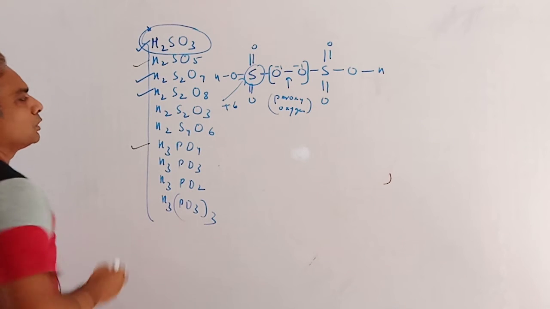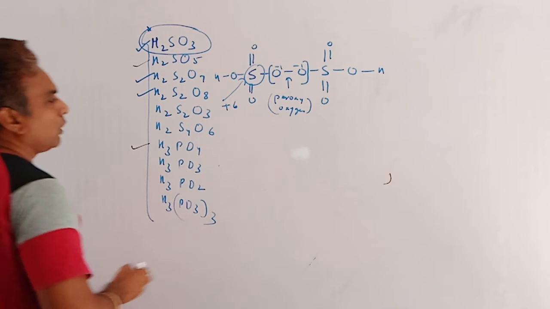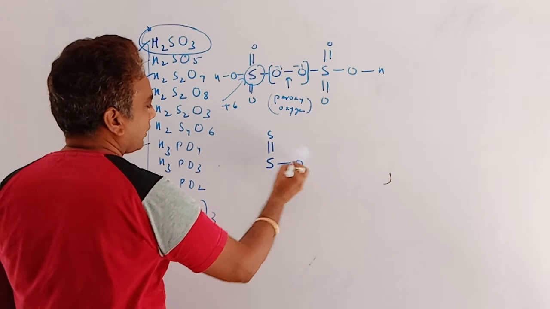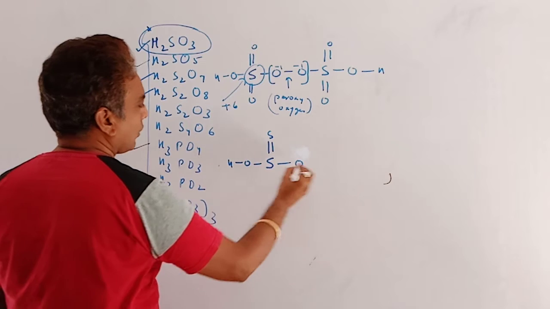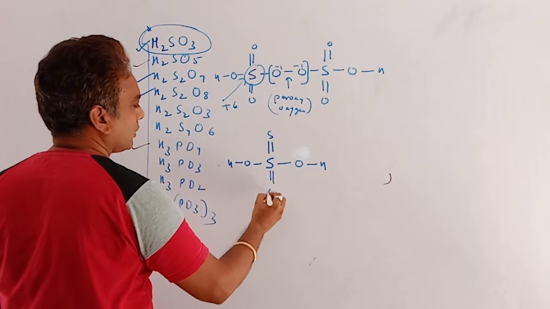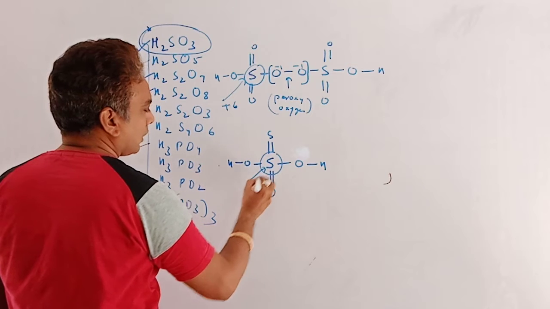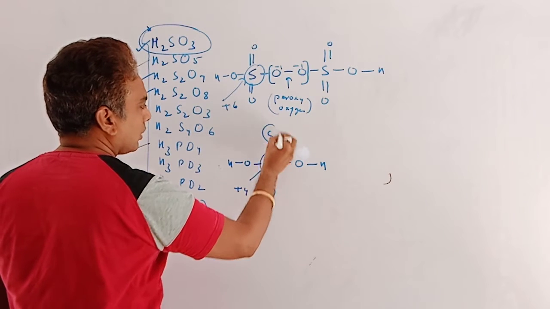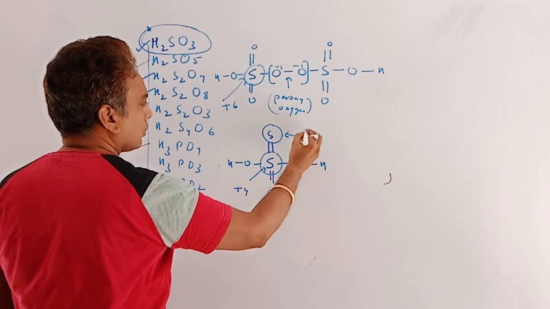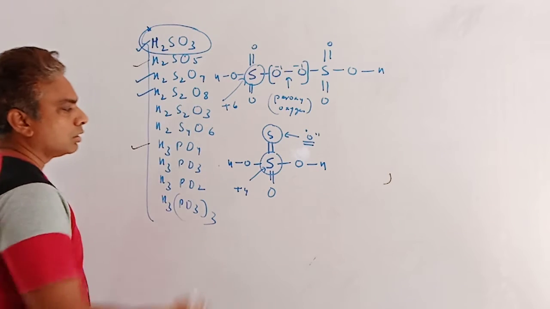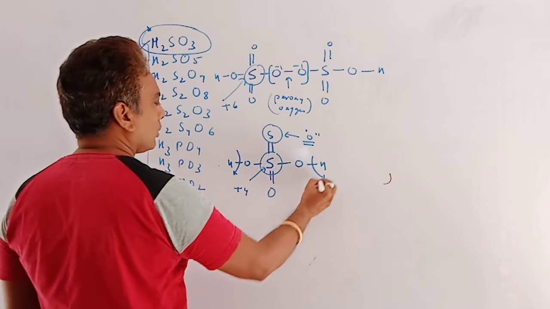Next molecule is H2S2O3, which is a thioacid. A totally different dot structure of H2S2O3, like this. Here the oxidation state of this sulfur is +4, while the oxidation state of this sulfur is 0, according to the arrangement of bonds, and the basicity of this molecule is 2.